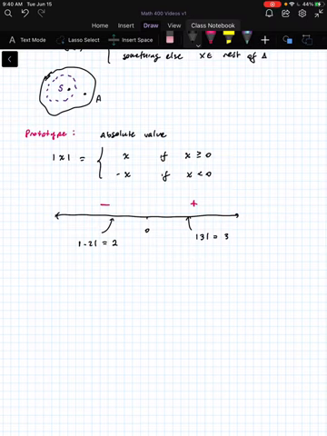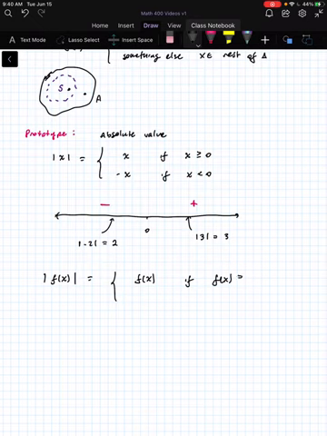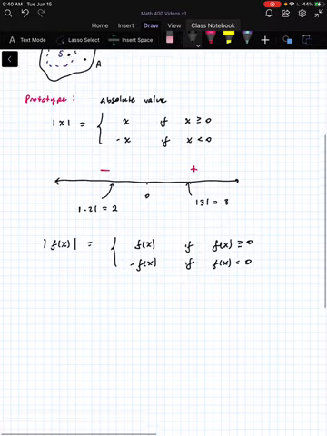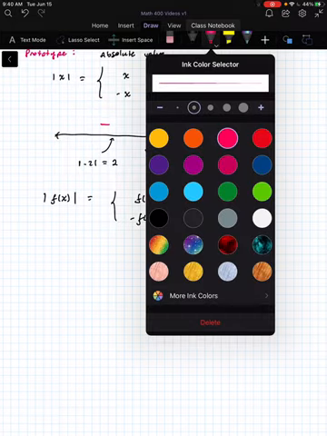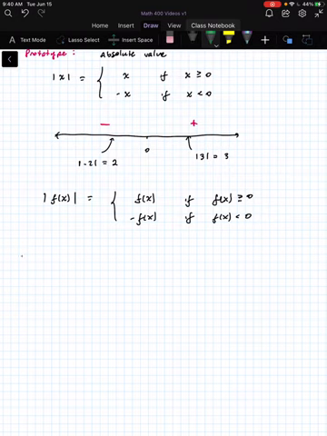And we can generalize absolute value by thinking about any function of x. If we apply the absolute value of that, what we mean is f of x if f of x is greater than or equal to 0, so the y value is greater than or equal to 0, and negative f of x if f of x is less than 0. Let's see what that means practically.